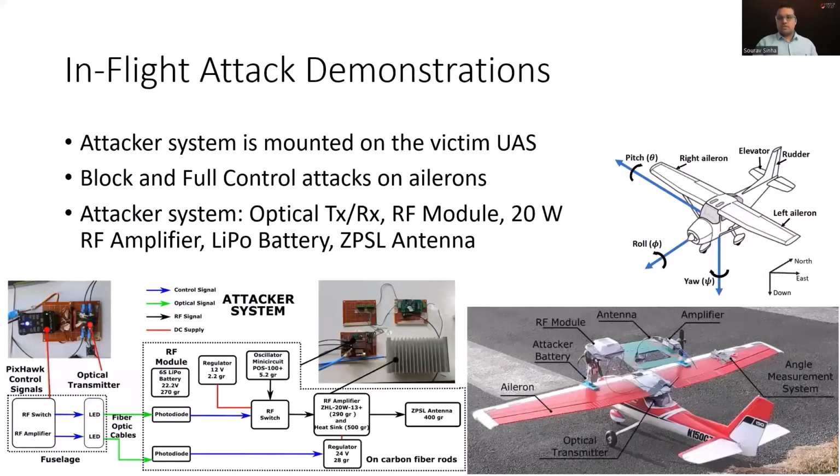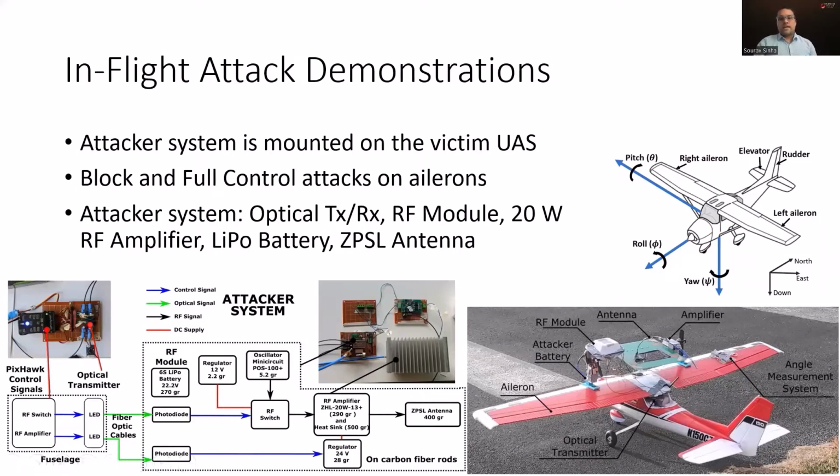Finally, we demonstrate the block and full control attacks on ailerons of UAS during flight. The ailerons affect the rolling motion of the UAS about the x-axis. We fly the UAS in stabilized mode, where the ground controller, or the human pilot, sends the roll set points and the controller computes the desired rotation angle and sends it to the aileron.